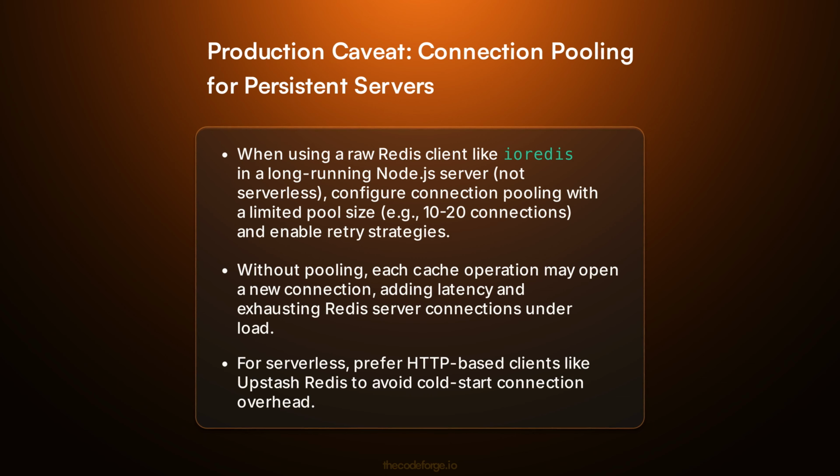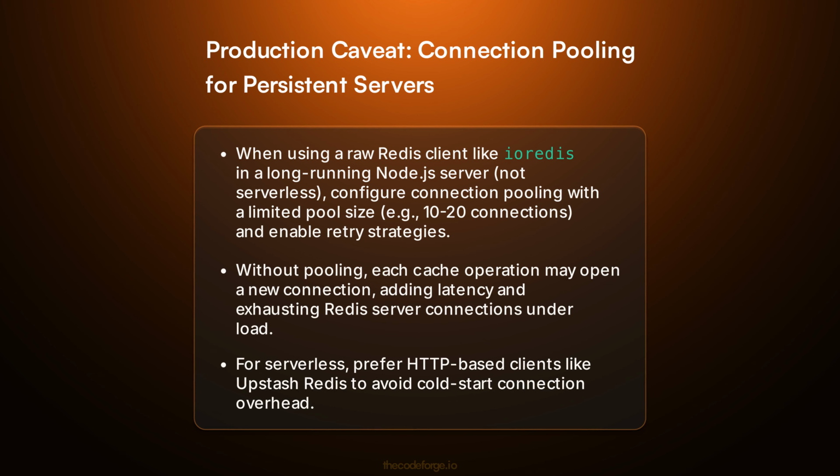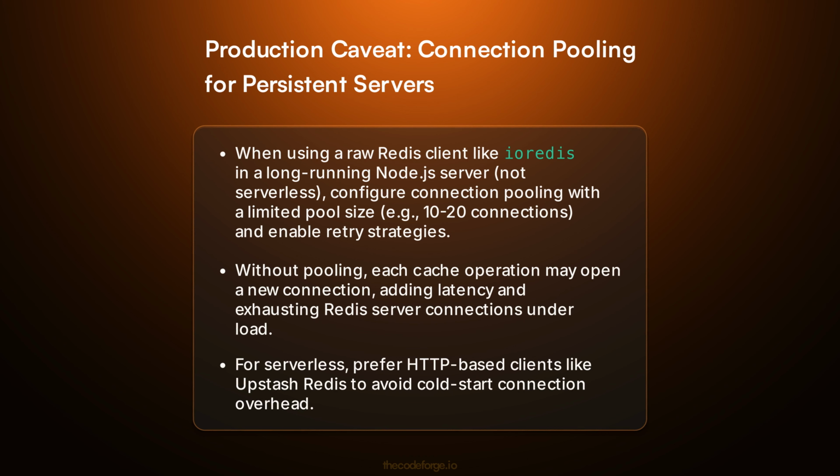When using a raw Redis client like ioredis in a long-running Node.js server, not serverless, configure connection pooling with a limited pool size, e.g., 10-20 connections, and enable retry strategies. Without pooling, each cache operation may open a new connection, adding latency and exhausting Redis server connections under load. For serverless, prefer HTTP-based clients like Upstash Redis to avoid cold start connection overhead.